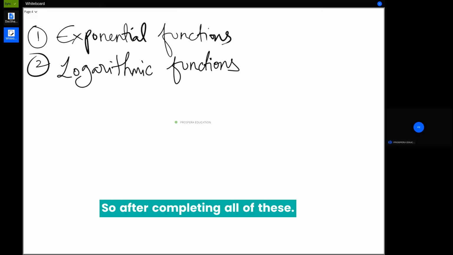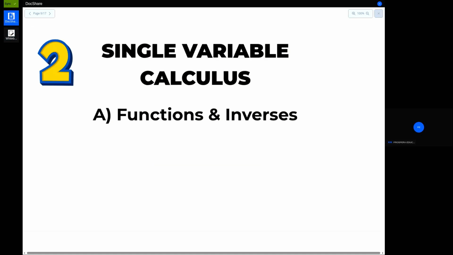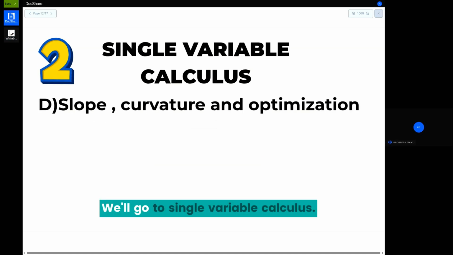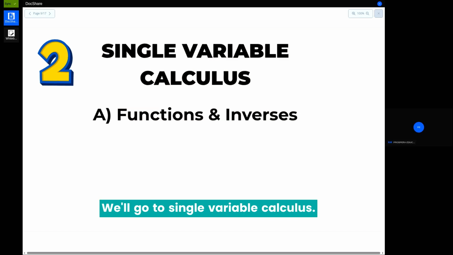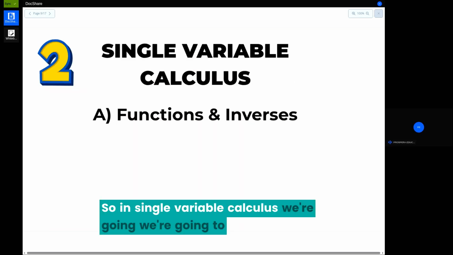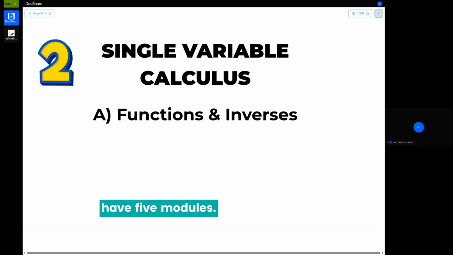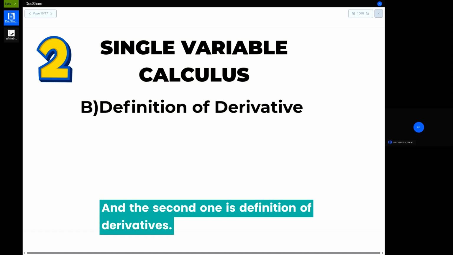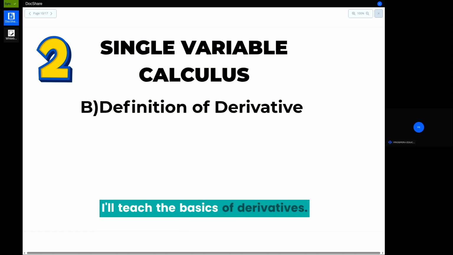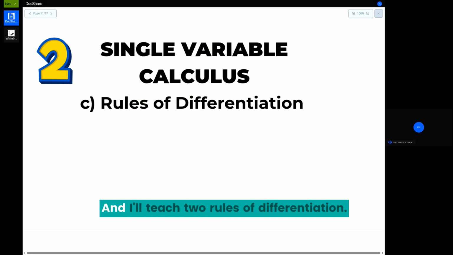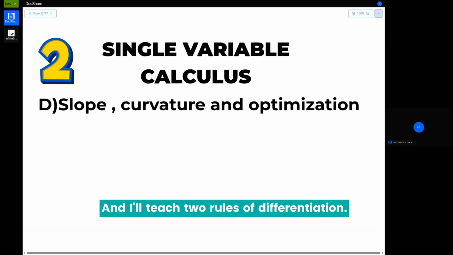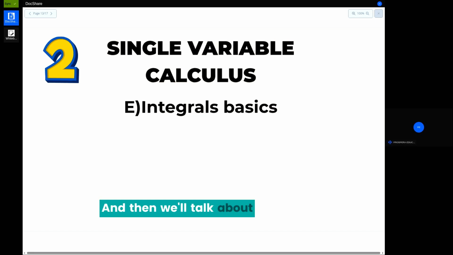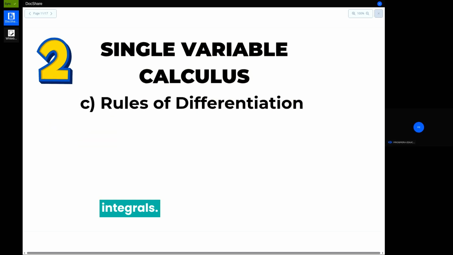So after completing all of this, we'll go to single variable calculus. In single variable calculus, we're going to have 5 modules. The first one is functions and inverse functions, and the second one is definition of derivatives. I'll teach the basics of derivatives, and I'll teach rules of differentiation, and then we'll move towards knowing about slope, curvature, and optimization. We'll talk about integrals, the basics of integrals.